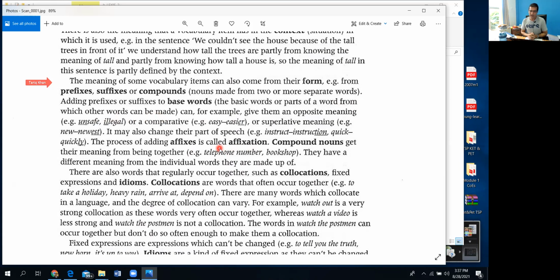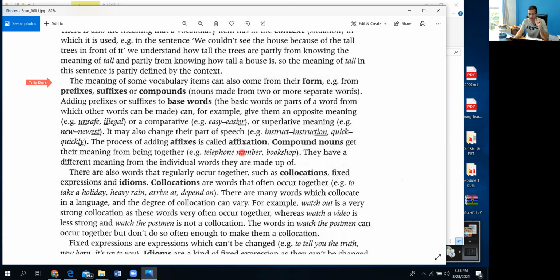So, what happens by adding a prefix or a suffix to the base word? The meaning of the word changes. Like if you see here, unsafe. Safe is the base word. We have put the prefix un there, and unsafe has a different meaning than safe. Likewise, legal, and we have put a prefix there, illegal. So the meaning changes. So this is another way of getting more meaning of a word when we add a prefix or a suffix to it.